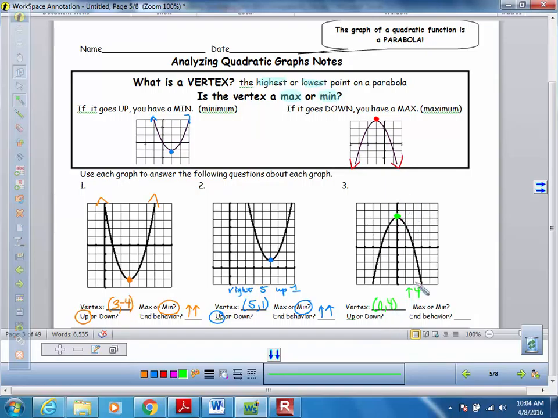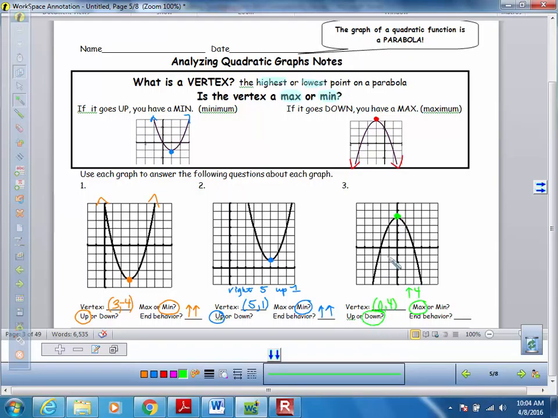Haley, does it have a max or a minimum there? Does it have a highest point or a lowest point? Okay, has a max. Khalil, does it go up or down? Does the graph go up or down? It goes down.